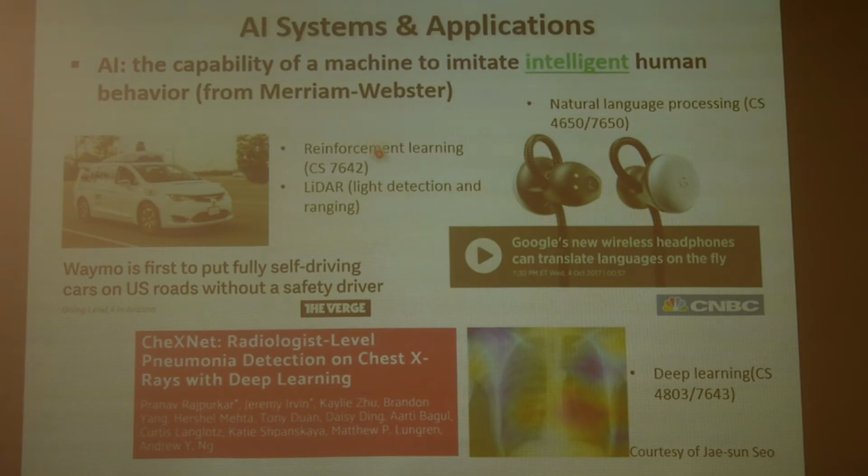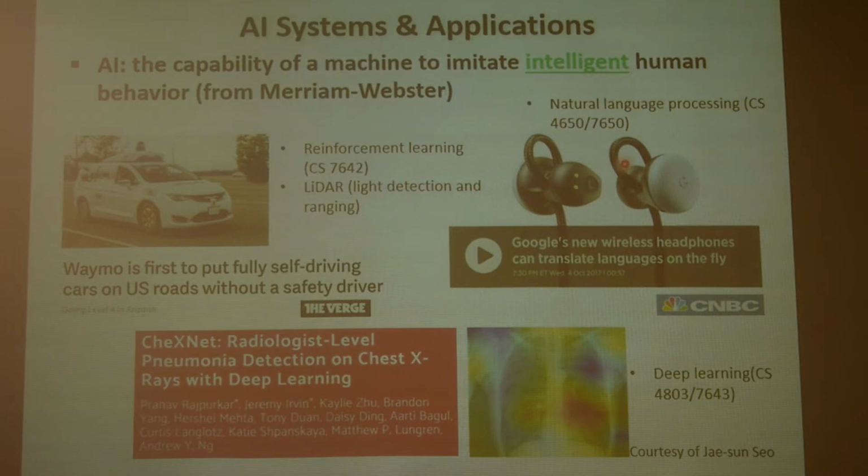The related field in AI is called reinforcement learning. You can take CS 7642 on this topic. And also, to detect those objects on the road, we usually use something called LiDAR, light detection and ranging. This is related to the optics field, and it's hardware design.